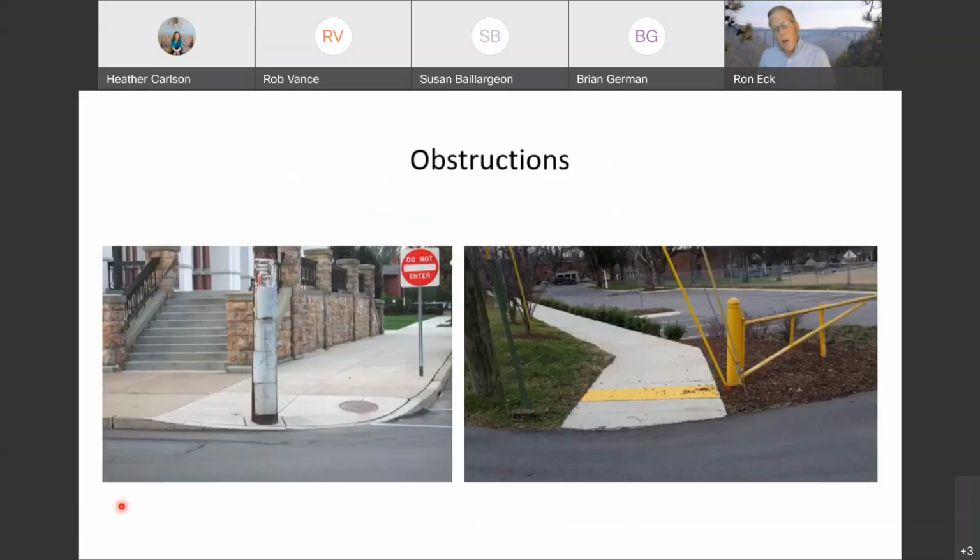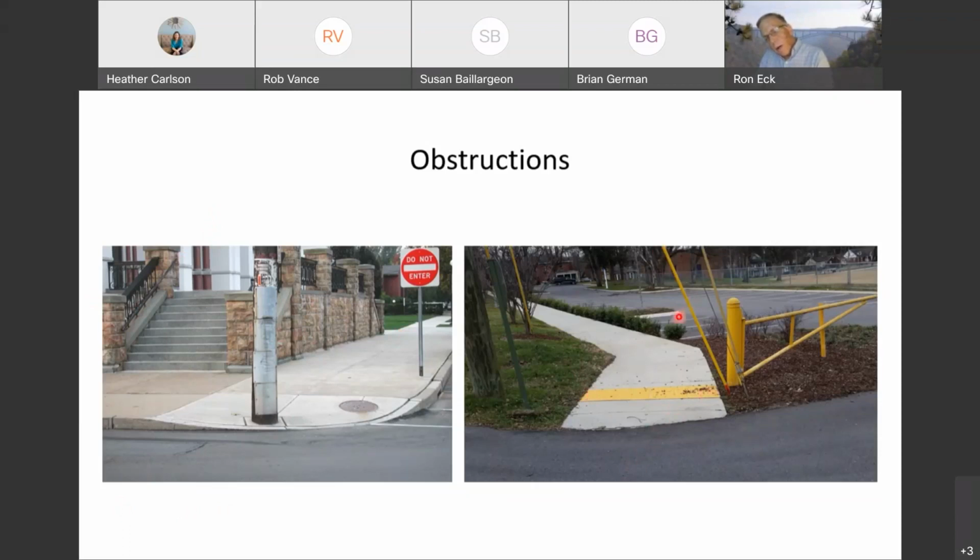And then we have obstructions. There's, of course, going to be obstructions in the built environment. Our obligation is to make the facility accessible to the maximum extent practicable. But in my opinion, it should also be safe. And the location on the right, I would argue, is not safe for the visually impaired.